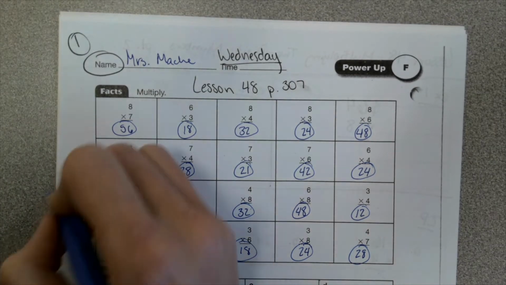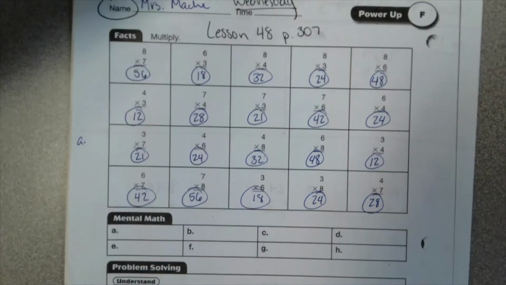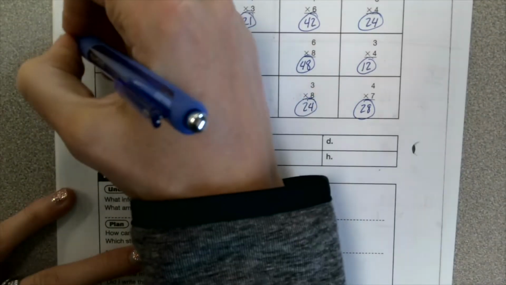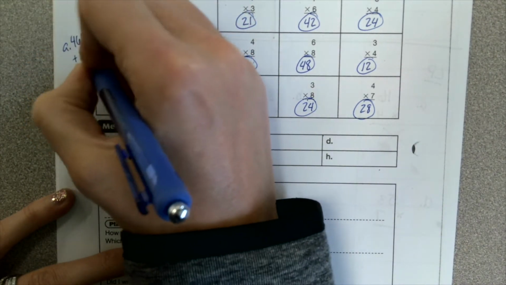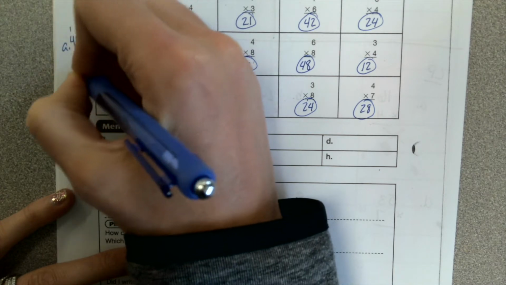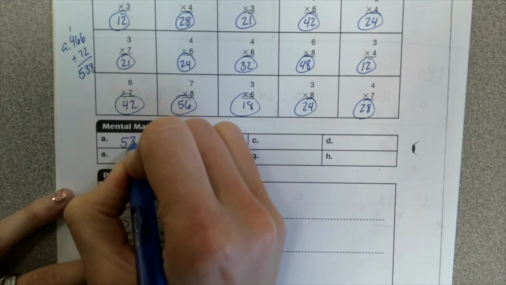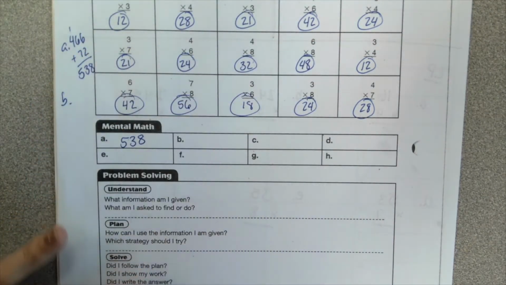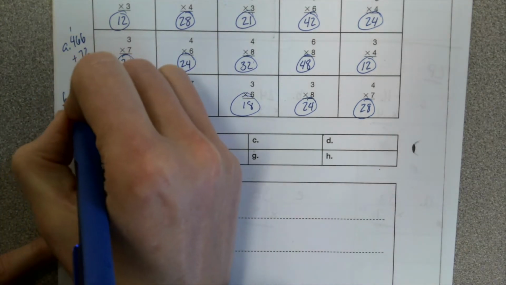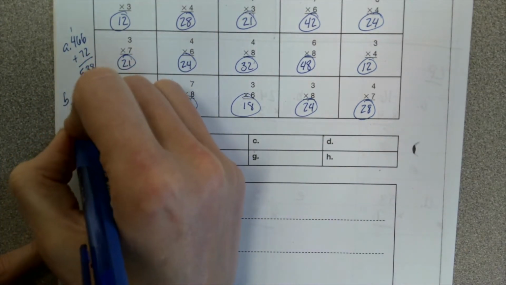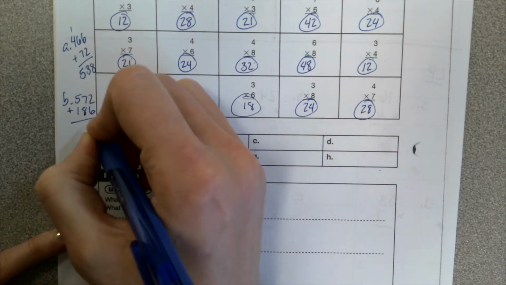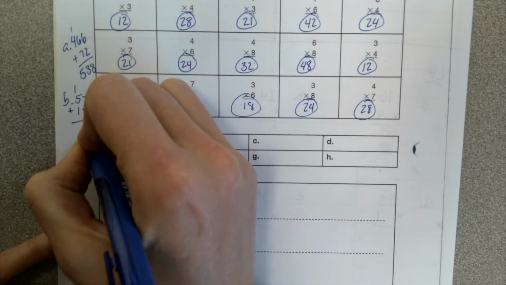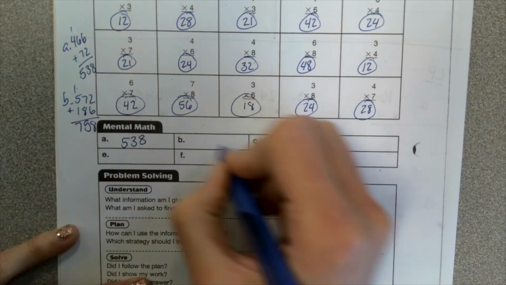A says 466 plus 72. Get 538. B, 572 plus 186. 2 plus 6 is 8. 7 plus 8 is 15. 1 plus 1 is 2 plus 5 is 7.